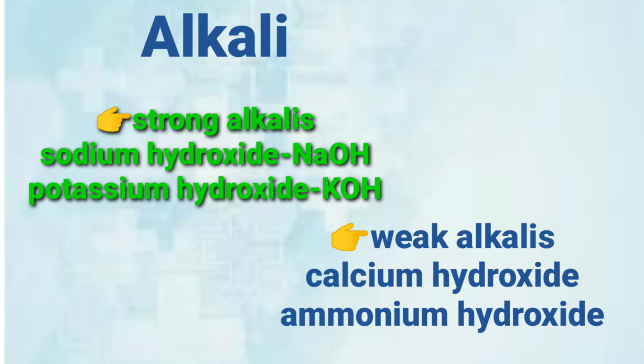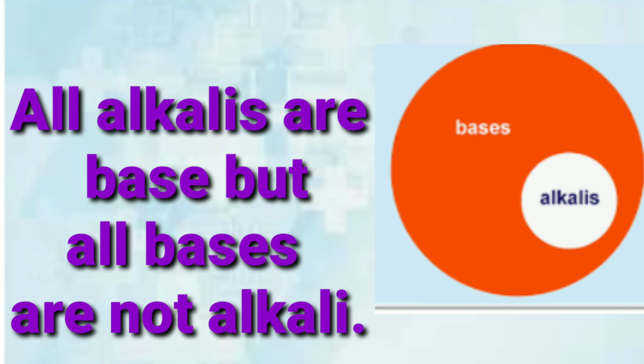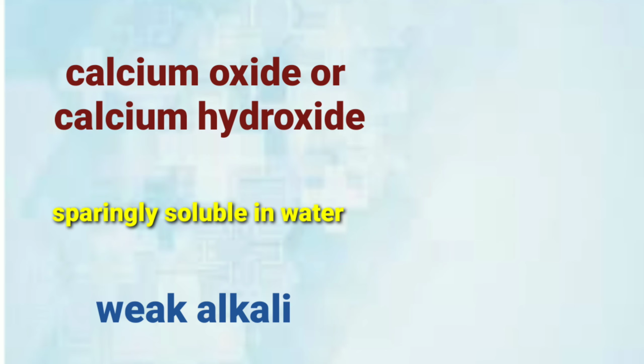Now let us see about the indicator. But before indicator, I would like to explain one more thing, that all alkalis are base, but all bases are not alkali. How can we explain this statement? For example, calcium oxide or calcium hydroxide is a base because it is a metal oxide, or you can say metal hydroxide. Calcium oxide is a metal oxide, calcium hydroxide is a metal hydroxide. So they are base. Metal oxides or metal hydroxides are called base.